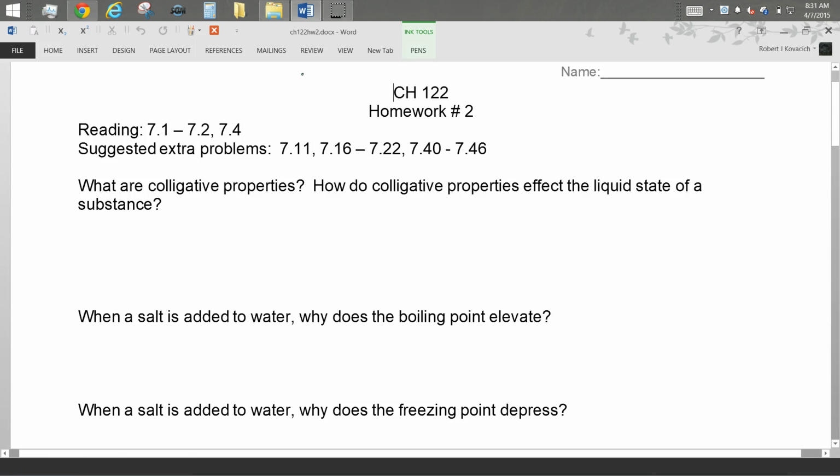All right, tell me about colligative properties. What does that term reference? The properties when you put solute into solvent? Solvent, okay. Changes in the properties of a liquid with a solute.